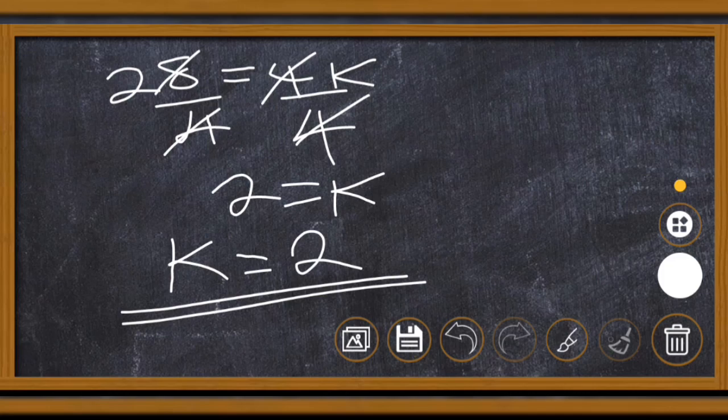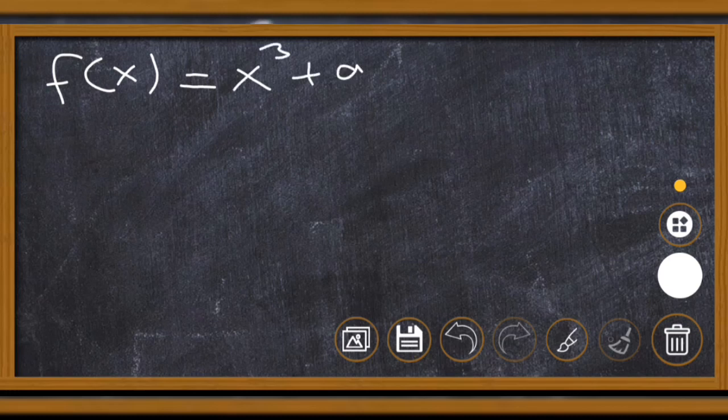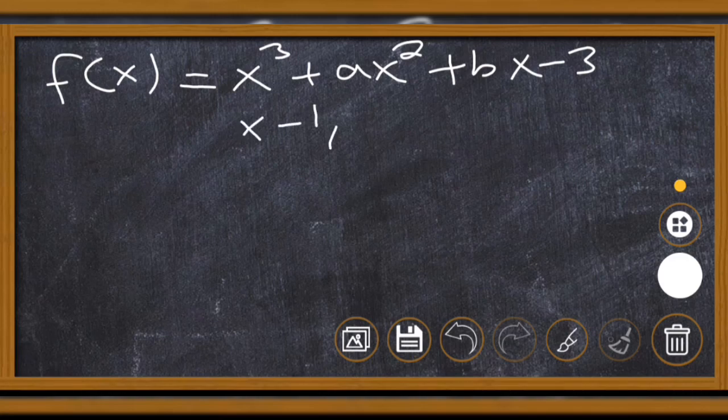Okay, let's look at one last example. Let's say you have been given f of x equals x raised to power 3 plus ax squared plus bx minus 3. And for this one, you are given that the divisors are x minus 1 and also x plus 1, where the remainders are, for this one, it's 1, and for this one, it's 9.